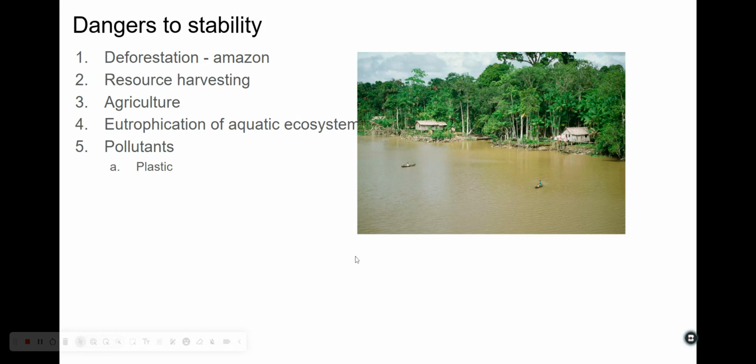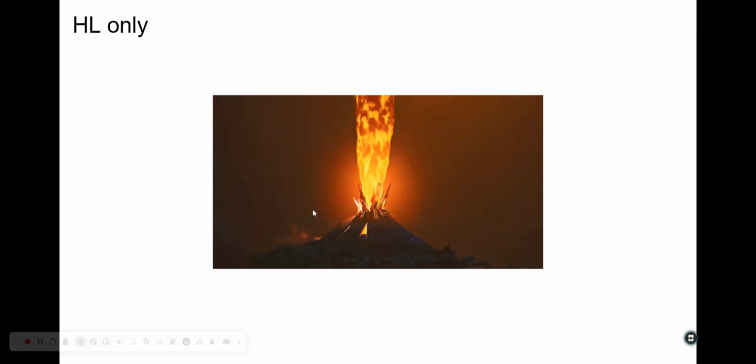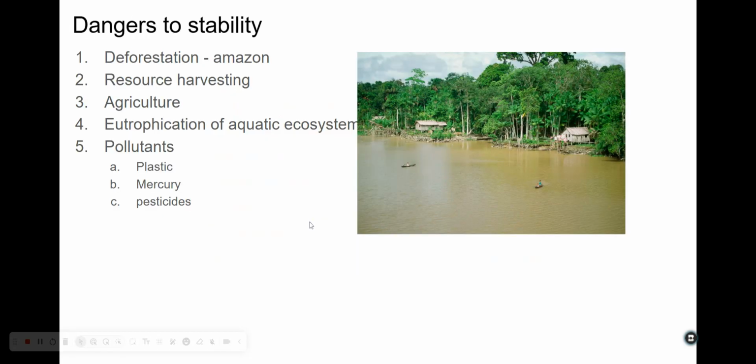Pollutants can vary. We have our plastics and our microplastics, mercury, and pesticides, which are kind of the main three pollutants that endanger the stability of ecosystems. And yeah, okay, that was it.